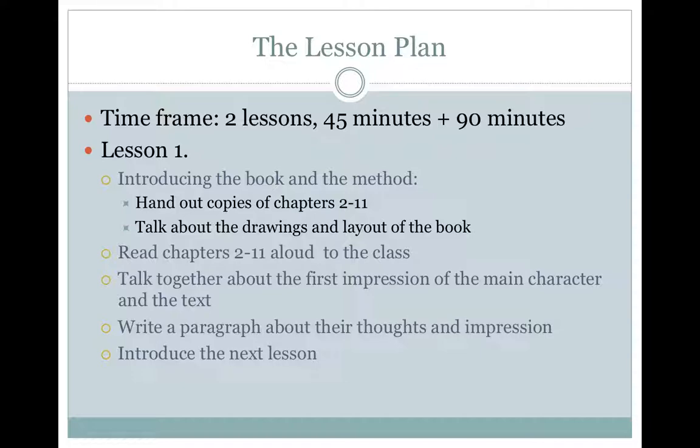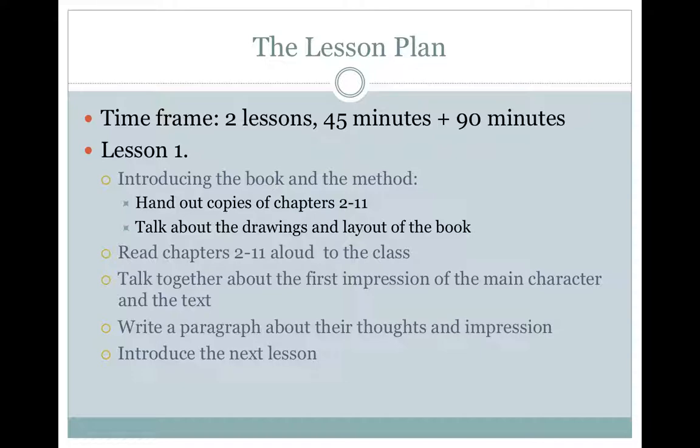Then I thought I'd read chapters 2 to 11 aloud to the class. I have, as you might be able to hear, a terrible cold. So I might use an audiobook, but I think I'll try to read it aloud while they listen to the story.